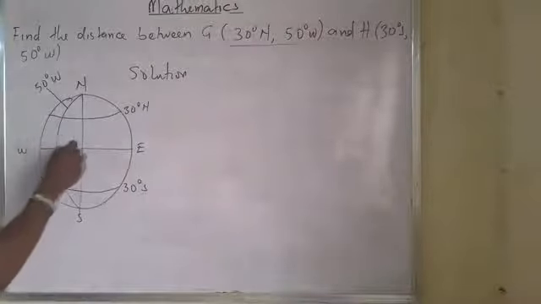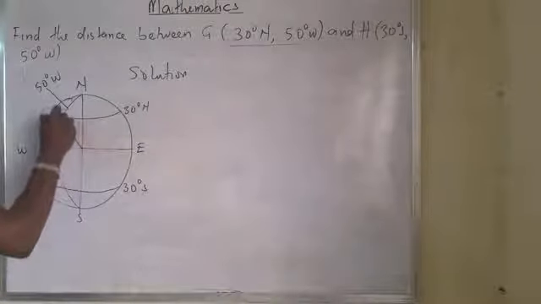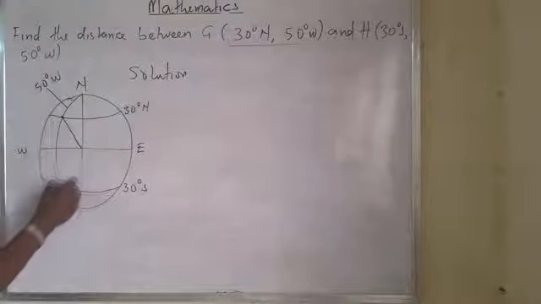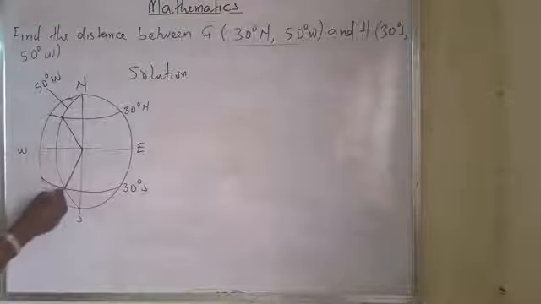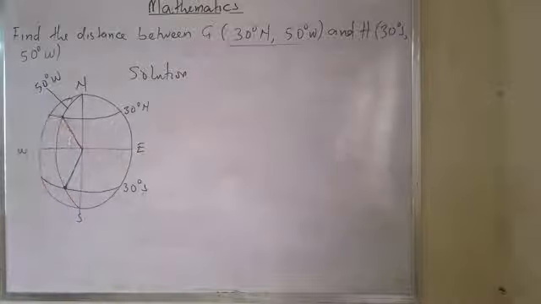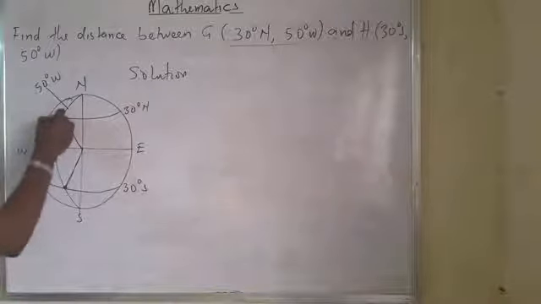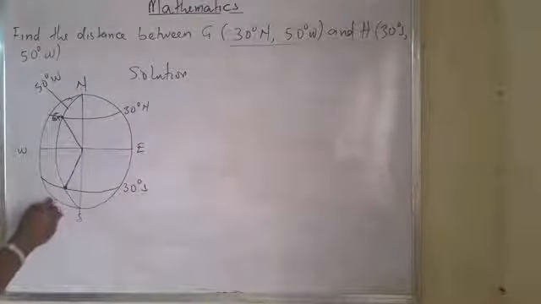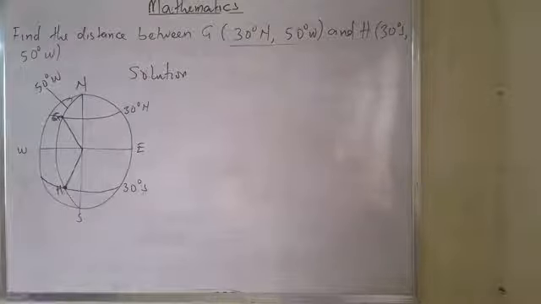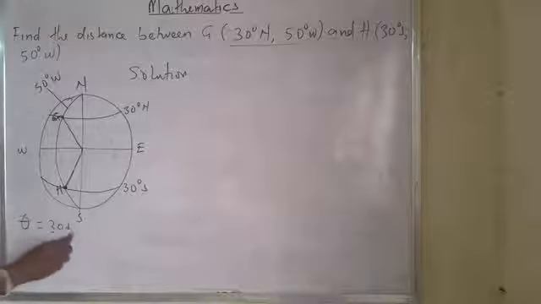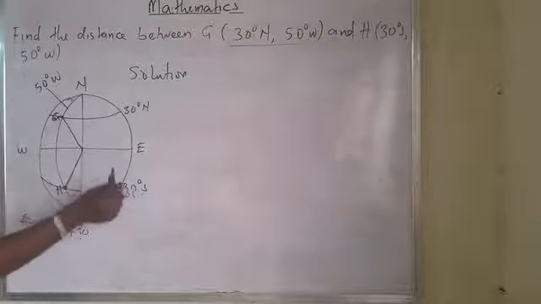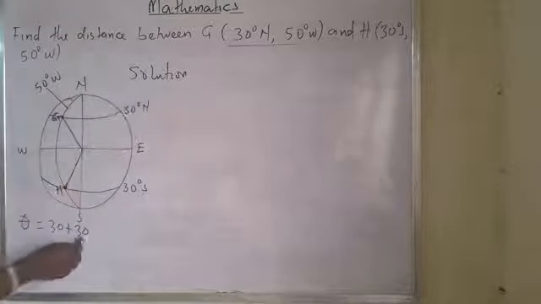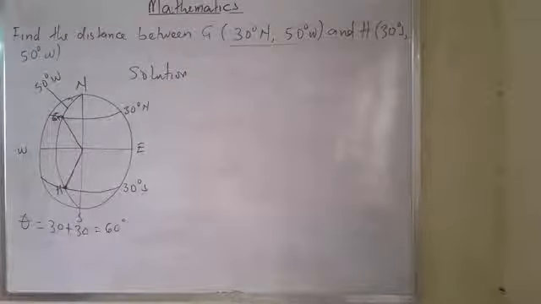Now, the location you are talking about is for those that are going for piloting. You will know more about this when you get to your field of study. With this, I can call this G and I can call this H. Yes, that is all. My theta will be equal to 30 plus 30, because they are different locations, south and north, which will be 60 degrees.